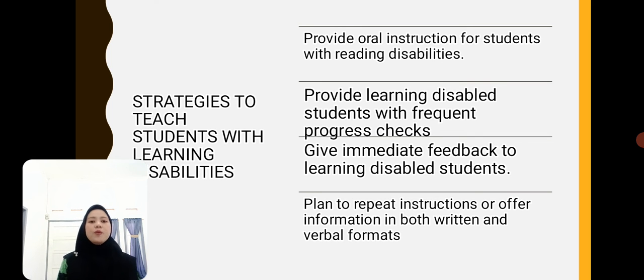And then the fourth one is plan to repeat instructions or offer information in both written and verbal formats. If necessary, we can plan to repeat instructions again. It is vitally necessary that learning disabled children utilize as many of their sensory modalities as possible. So, if necessary, we can plan to repeat instructions or offer information in both written and verbal formats.